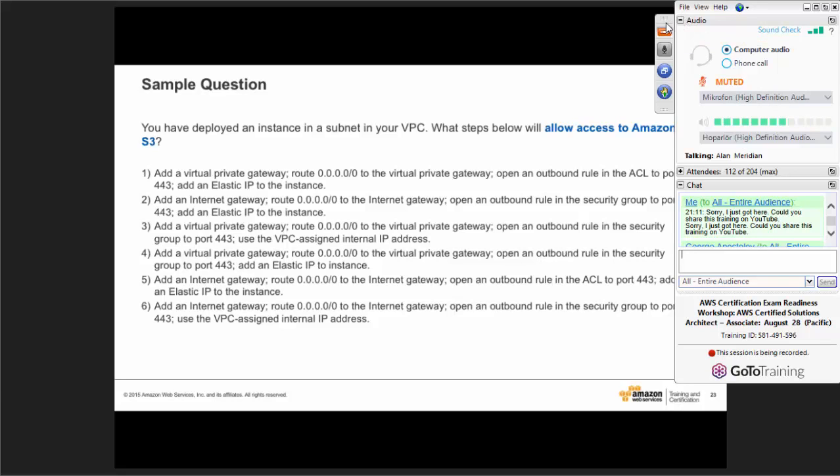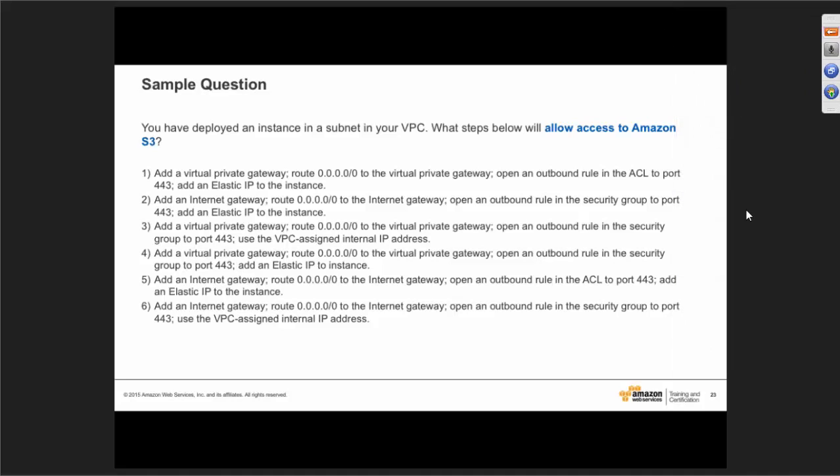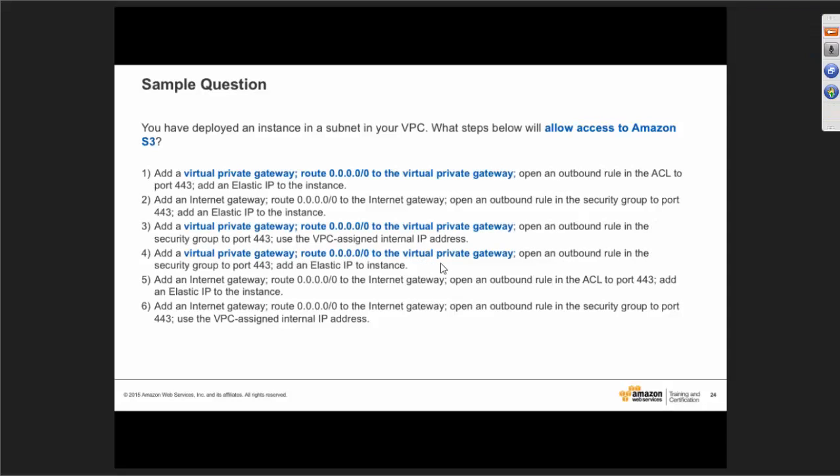Because of the way that AWS is architected, S3 lives in the internet. So even though it's within that region, say if it's co-located with your VPC, you are actually leaving your VPC in order to talk to it. So you have to go out something, probably an internet gateway. So looking at these answers, right away, you'll see how a lot of them say virtual private gateway. Remember, as soon as you see virtual private gateway, you should think VPN. Since we're going from your VPC to S3, all three of these answers can be immediately eliminated. So 1, 3, and 4 go away.